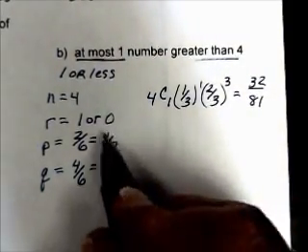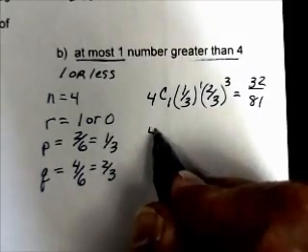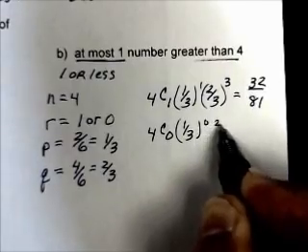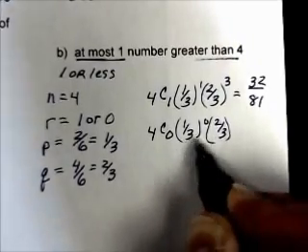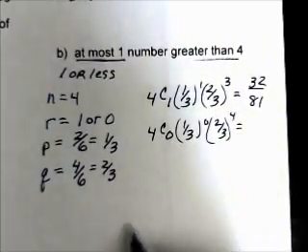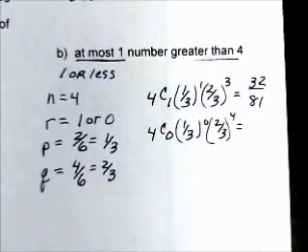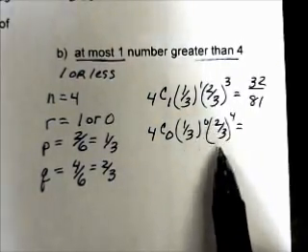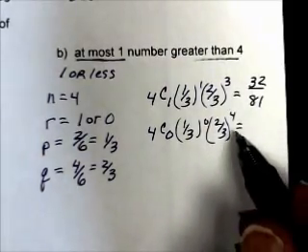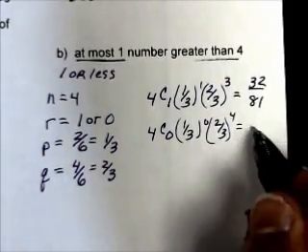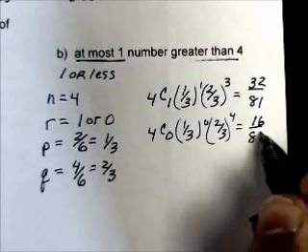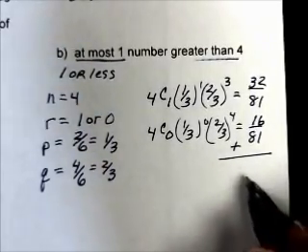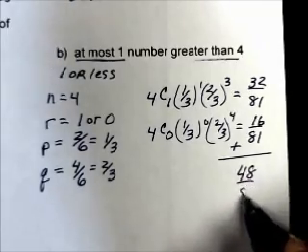And when our r value is 0, 4C0, 1/3 to the 0, 2/3 to the 4 minus 0, which is 4. 4C0 is just 1. 1/3 to the 0 is 1. And 2/3 raised to the 4th is 16 over 81. When I add these, it results in 48 over 81.